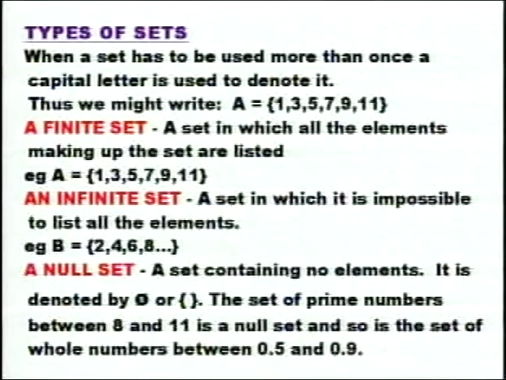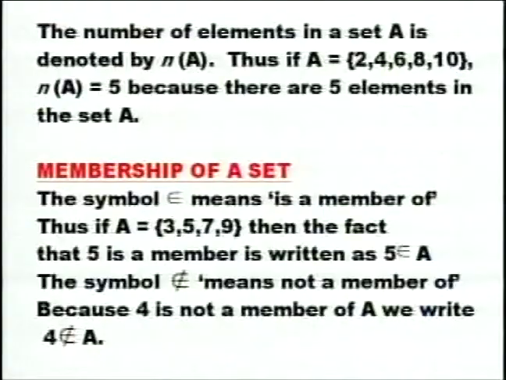Okay, so is the set of whole numbers between 0.5 and 0.9. There is no whole number between 0.5 and 0.9. It's 0.5, 0.6, 0.7, 0.8, and 0.9, all the decimals, but no whole number. So that's a null set. Clear so far?